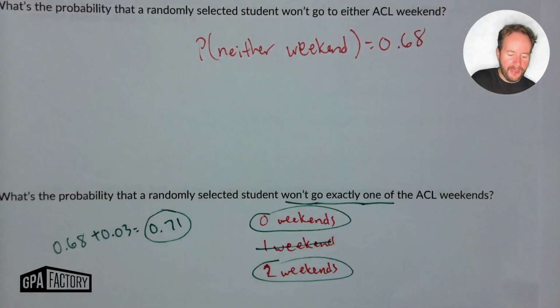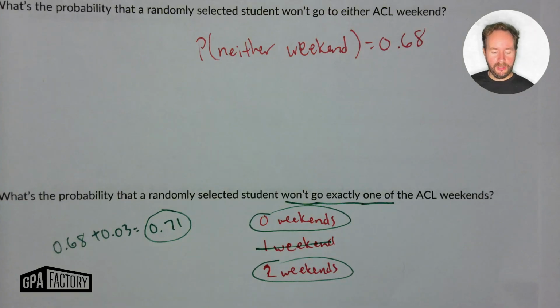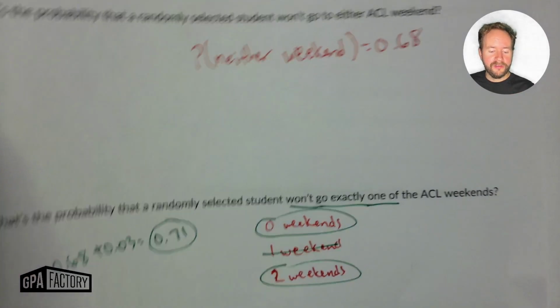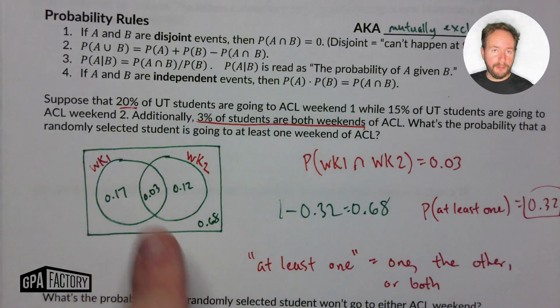These are the people that don't go to exactly one. They go to either 2 or they go to none. So that's a tricky wording. Won't go to exactly one is the wording there. Make sure you're paying close attention to the wording here, because all the wording is going to tell you is which part of your bubble you should be in.